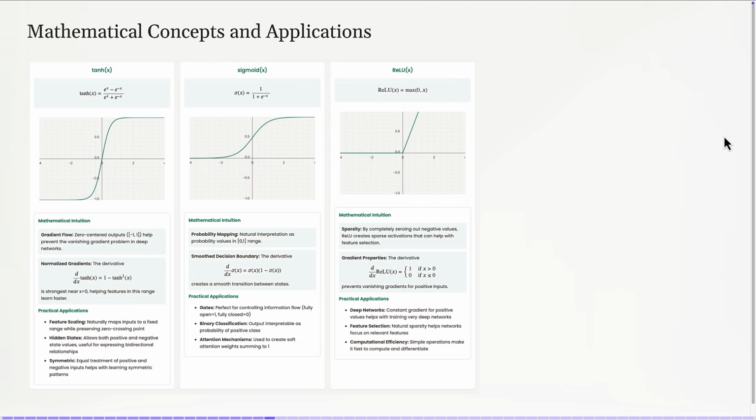This is how we calculate the gradient of the sigmoid, and the gradient of ReLU is 1 if x is positive and 0 if x is negative, because 1 is the slope of that value.